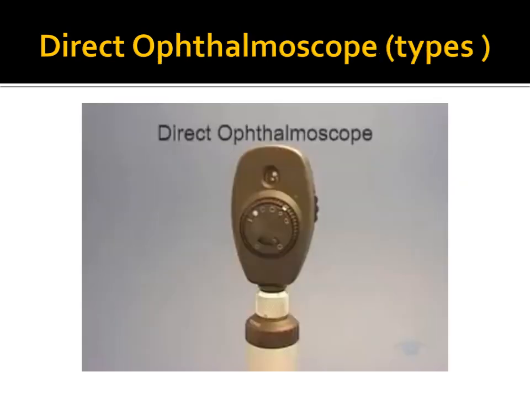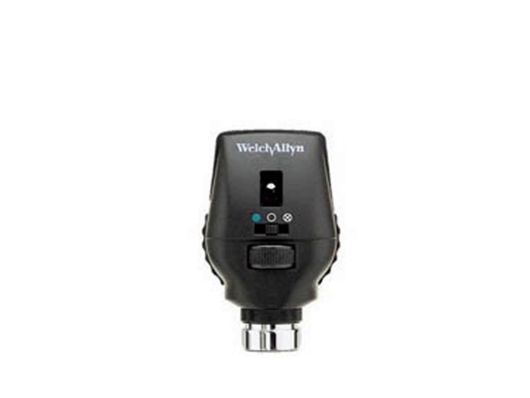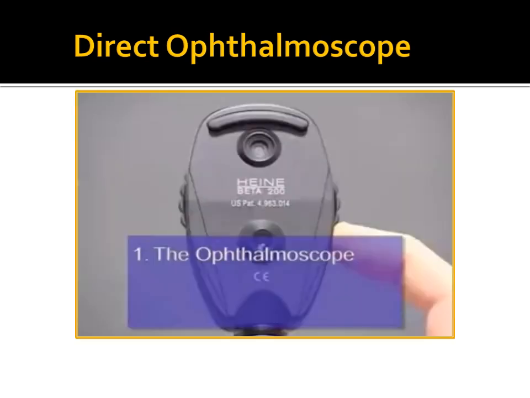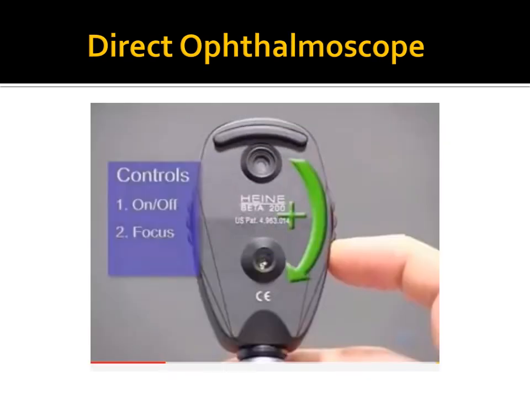These are pictures of direct ophthalmoscopes, various types. Now, the direct ophthalmoscope consists of two systems, the illuminating system and the viewing system. There is a rack of lenses of different powers, and these are for the refractive state of both the examiner and the patient. This is the picture of the ophthalmoscope up close, with the on and off button, and there is a switch for focus.